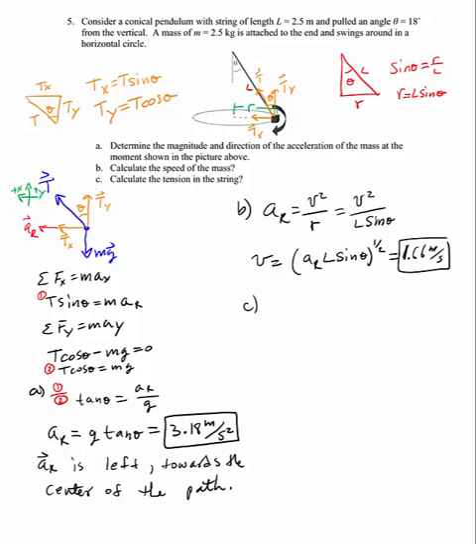Now part C, calculate the tension in the string. Well, from my Y equation, I can see tension is mg over cosine theta. So I just plug that in to get 25.8 newtons.